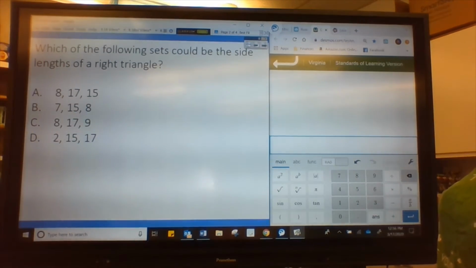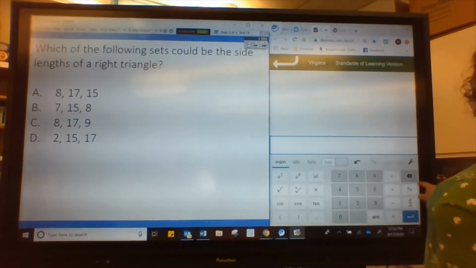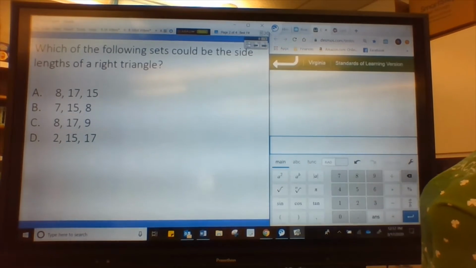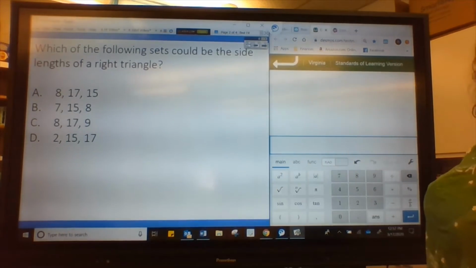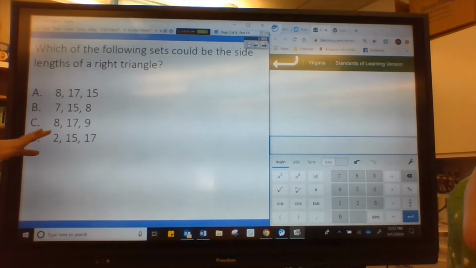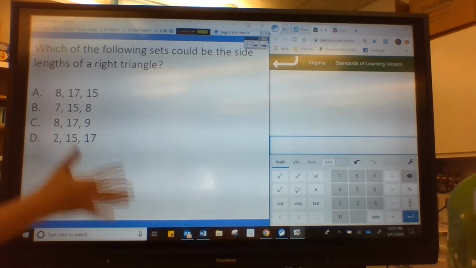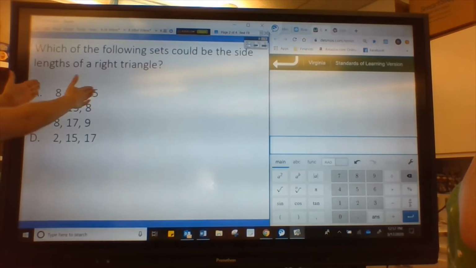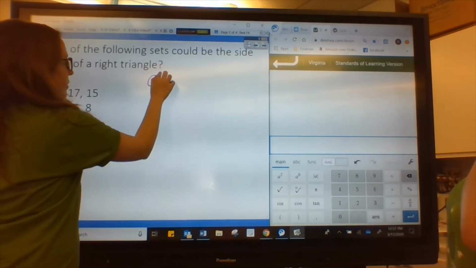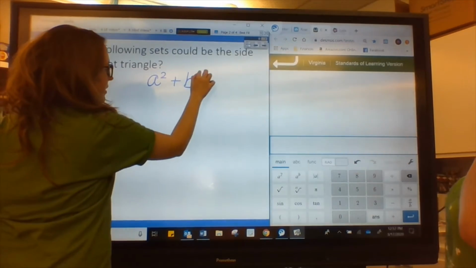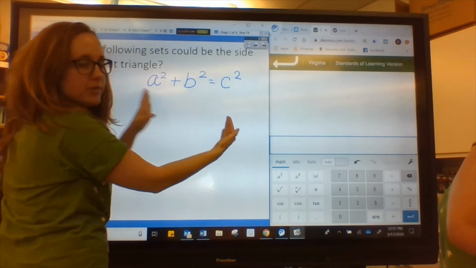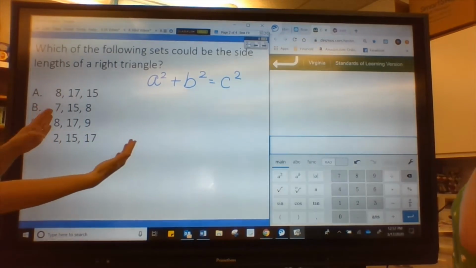Okay, next one. It says, which of the following sets could be the side lengths of a right triangle? Okay, so we've talked about this many times. I feel like these are actually the ones that we're best at when they give us all 3 sides. So what we're going to do is take a set of 3 and plug them into the Pythagorean Theorem. And basically we just want our 2 sides to be equal. Okay, and we're going to do the bulk of the work in the calculator.